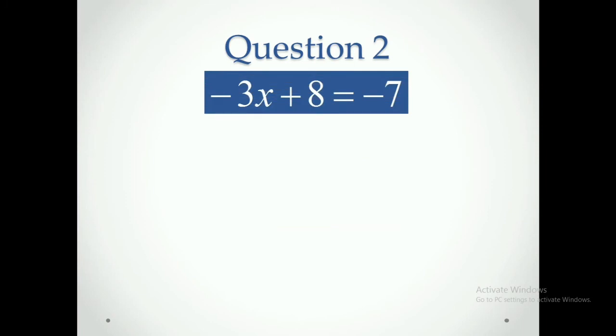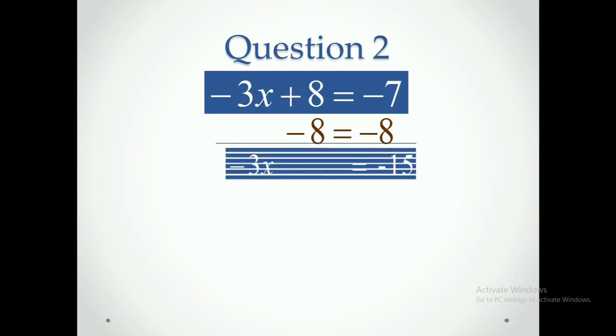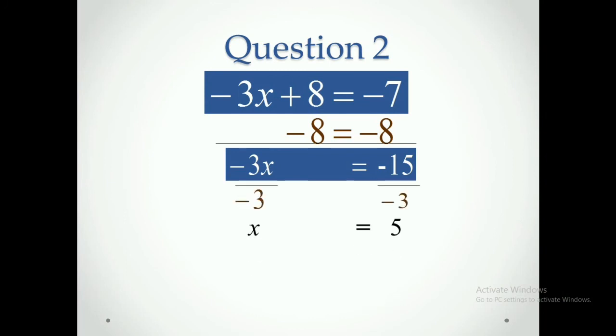Next, negative 3x plus 8 equals negative 7. Undo that plus 8 by subtracting 8 from both sides, leaving us with negative 3x equals negative 15. And then we divide both sides by negative 3. So x is going to be equal to positive 5.